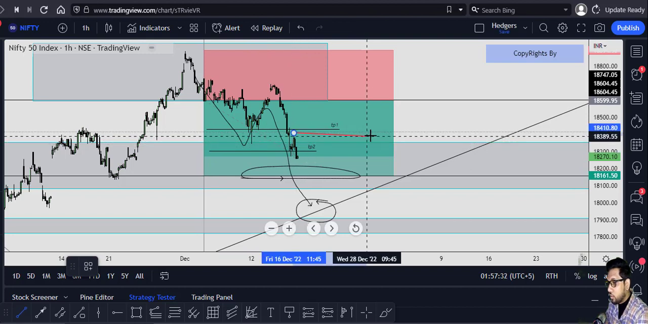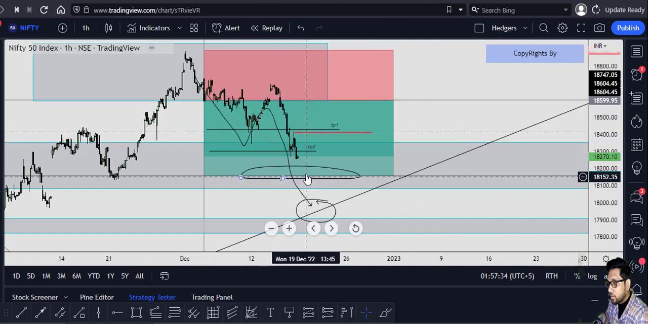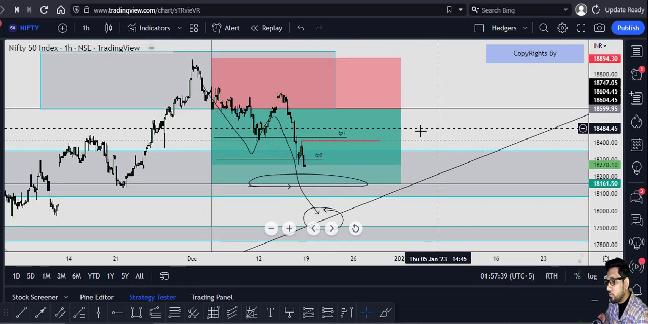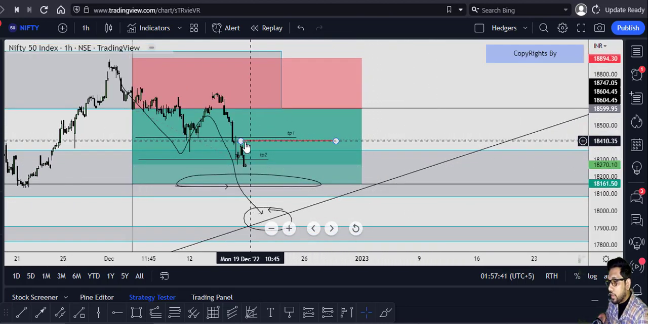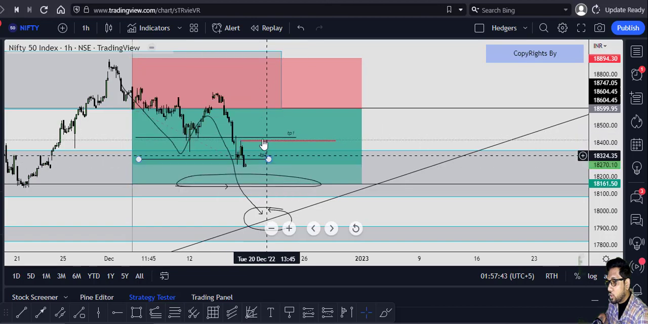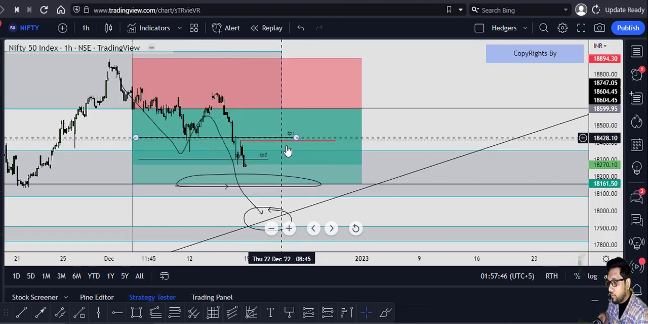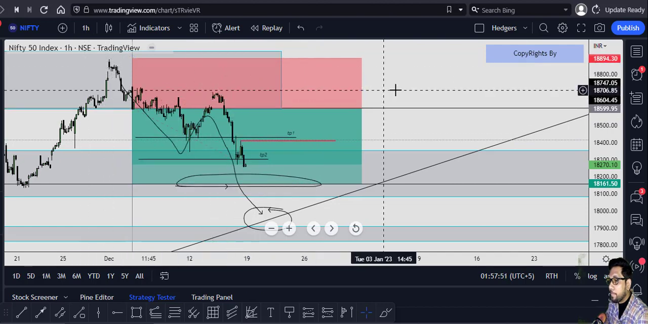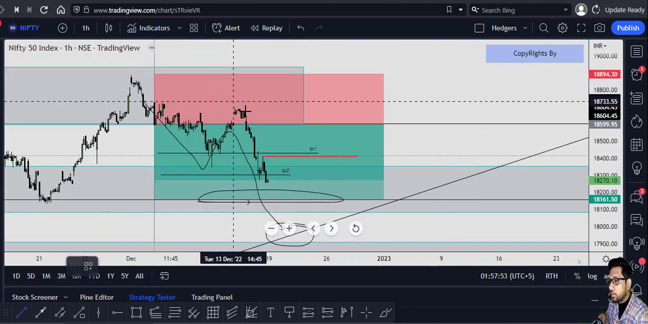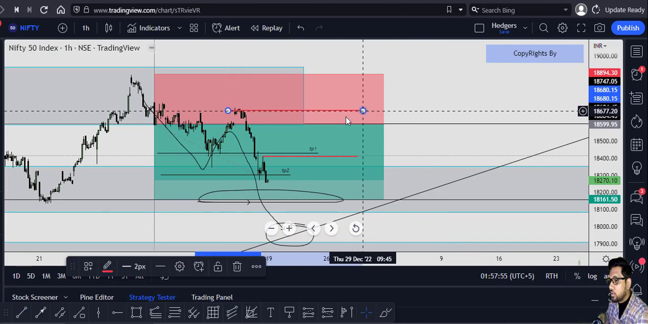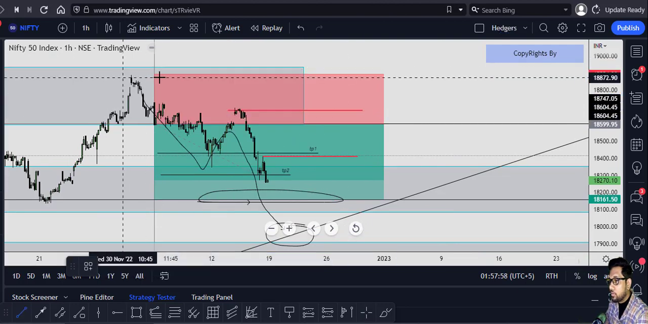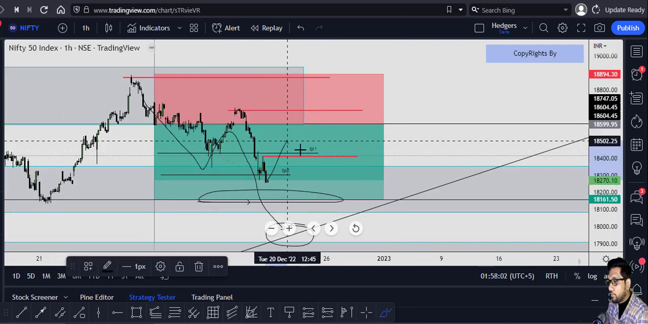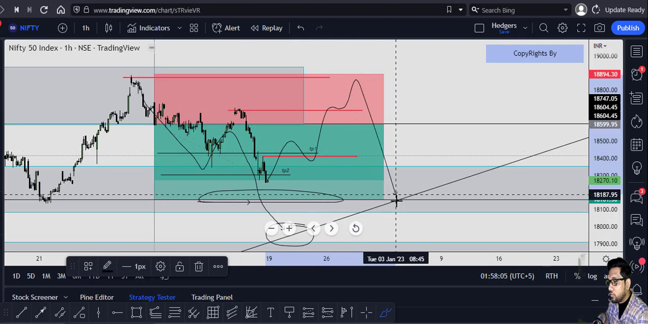If you want to take this trade for a long scalp, and want to know the sign of its strength, then this 18,400 should be reclaimed and flipped into support. Then we can say that we are going to retest the market structure, like this one or this one.